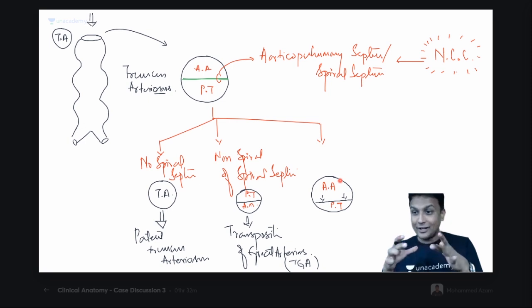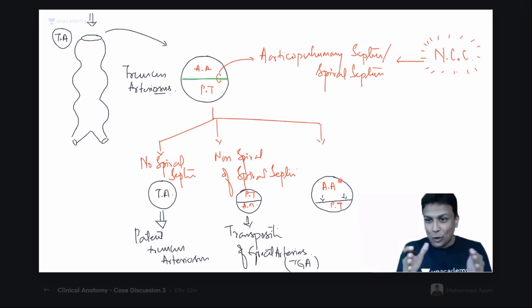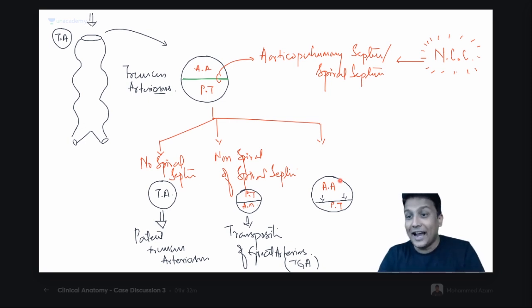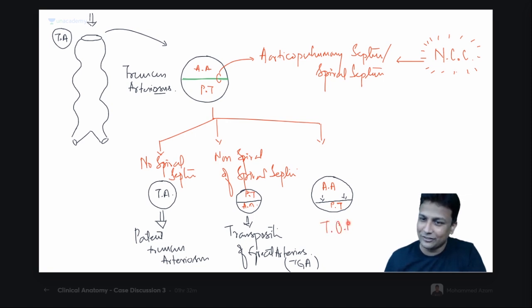And because the ascending aorta is becoming very much wider, it is going to override the interventricular septum. Overriding of that and pulmonary stenosis, all this you will be seeing in the tetralogy of Fallot. So what is that condition, guys? That is nothing but your TOF, tetralogy of Fallot.